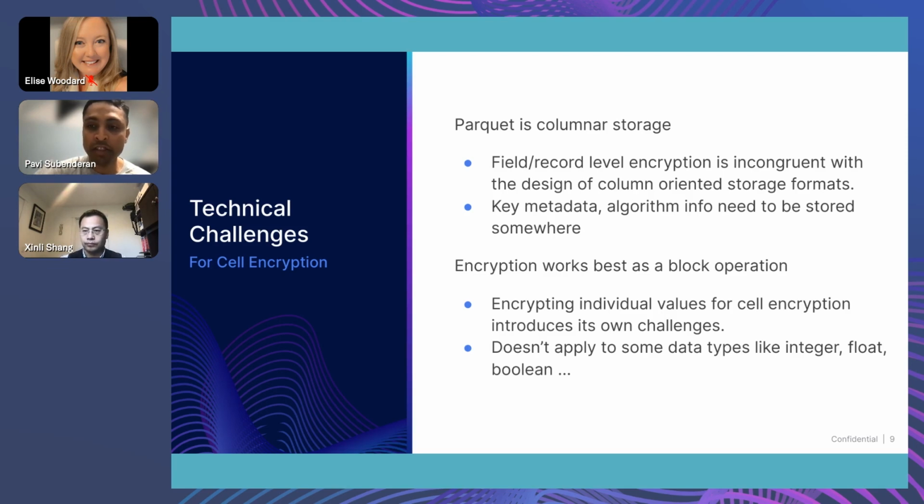And some challenges from the encryption side is that encryption works best as a block operation. So encrypting individual values for cell encryption has its own challenges, and it works best when we have huge chunks of values that we want to encrypt. And then also encryption might not apply as well for some data types, like for example, the Boolean data type. And these were also some challenges we had to consider.